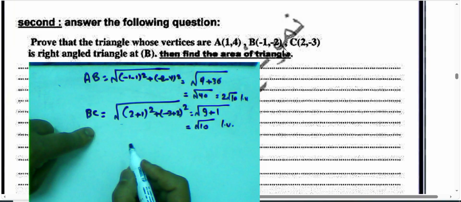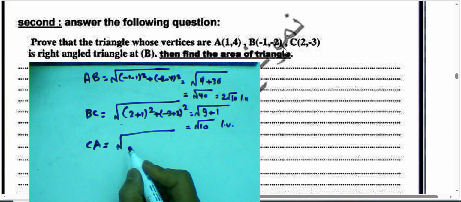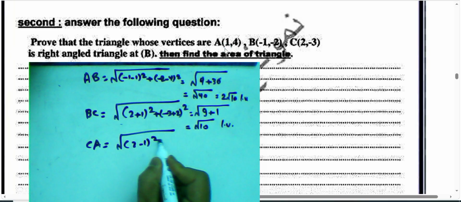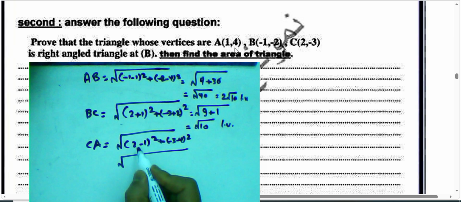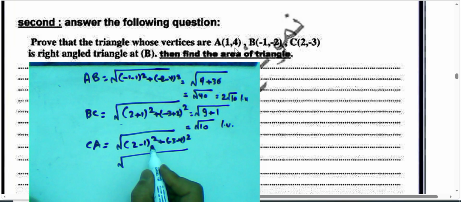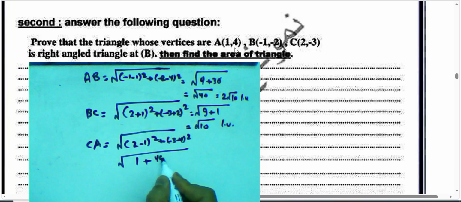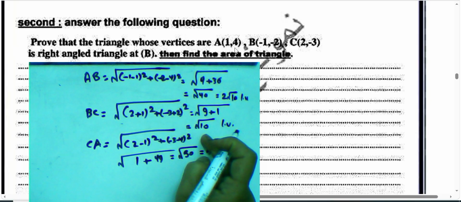Then BC here, so now I will find CA, the square root of the difference between x2 and x1, 2 minus 1 power 2, and -3 minus 4 power 2. Then we have 2 minus 1 is 1, -3 minus 4 is -7, power 2 is 49. So the result will be the square root of 50. It will be 25 times 2, which is 5 root 2 length units.